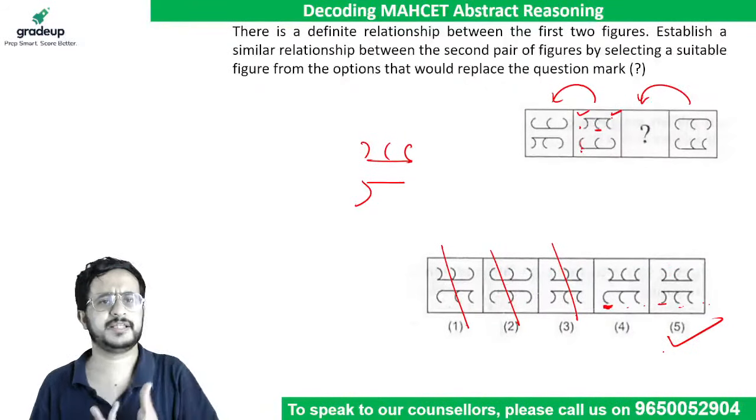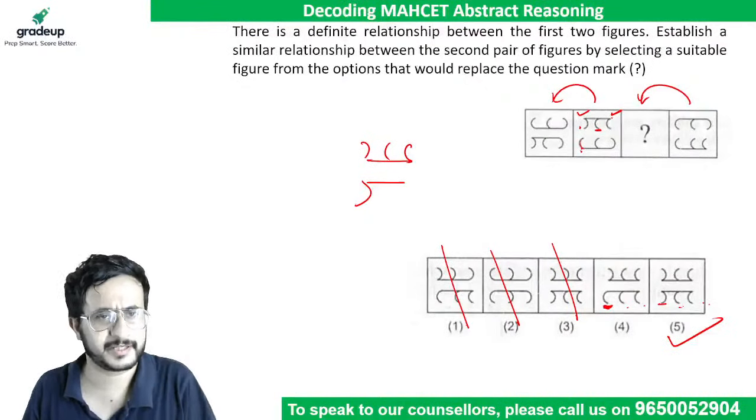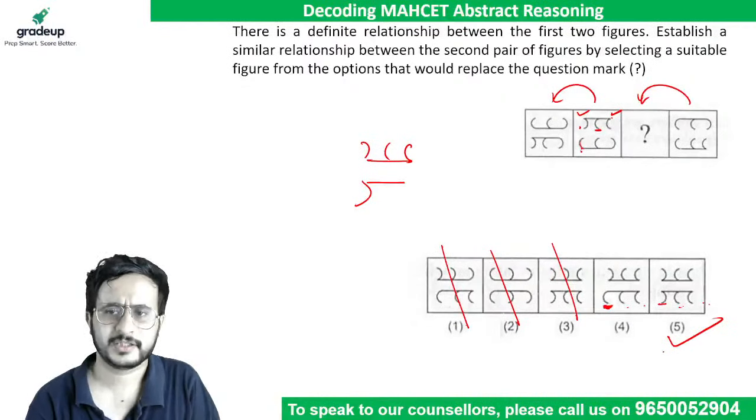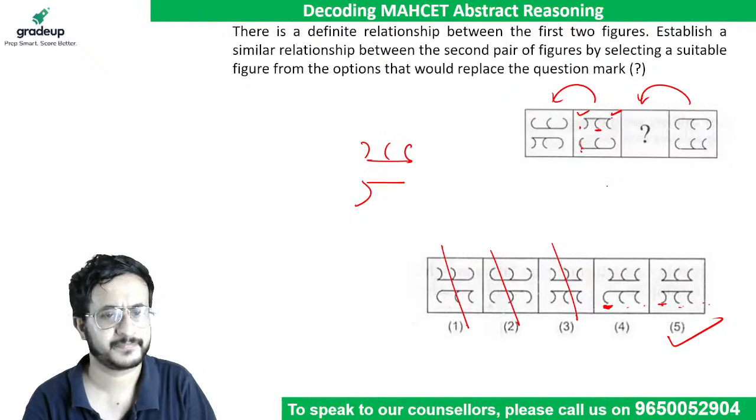So no need to check the entire thing, right? Try to do it in the minimum possible time. Why check the entire thing? Look, this portion is common in both. So just check for this element, what is happening to this element, and you get the answer.